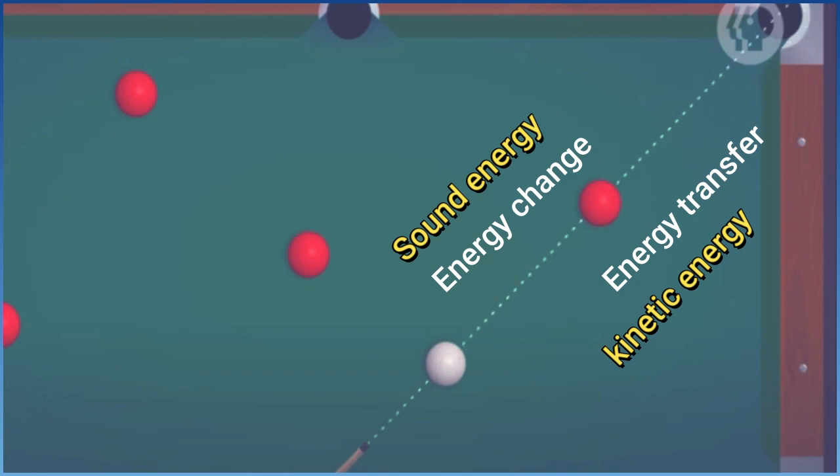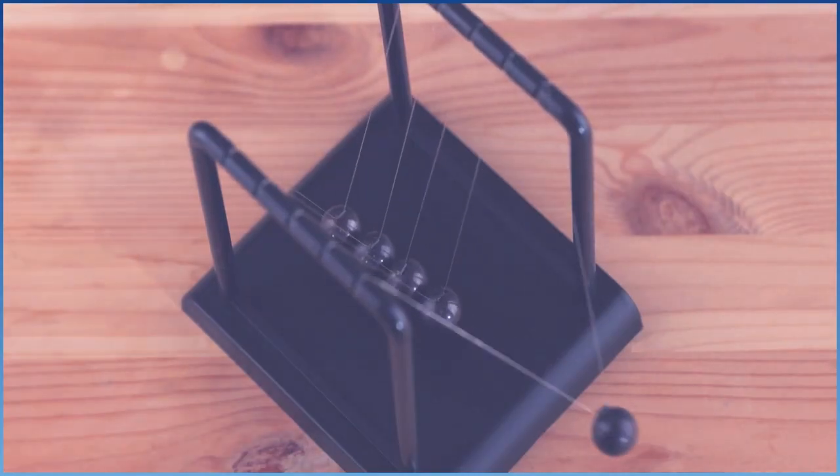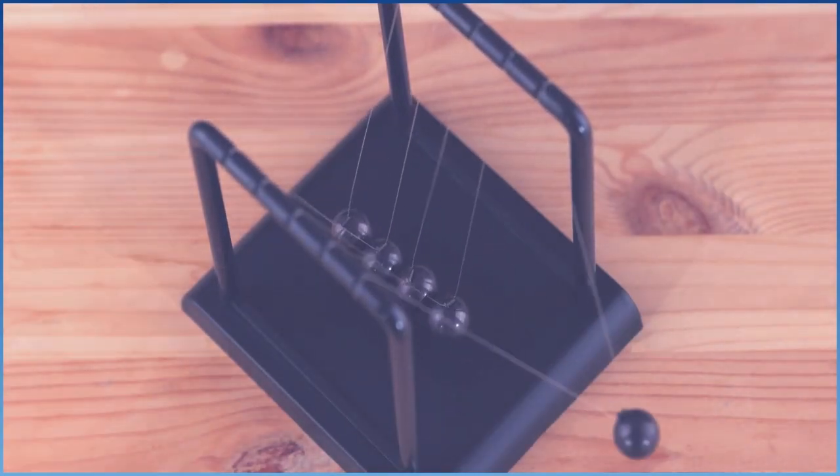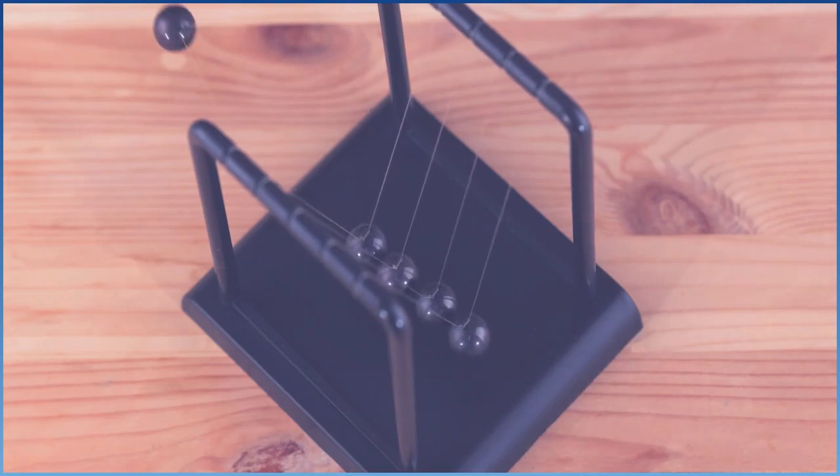But what happens to all this kinetic energy when objects collide? None of the energy disappears. In a collision, energy in equals energy out. Energy is conserved in a collision. We can model collisions using a simple device called a Newton's Cradle.